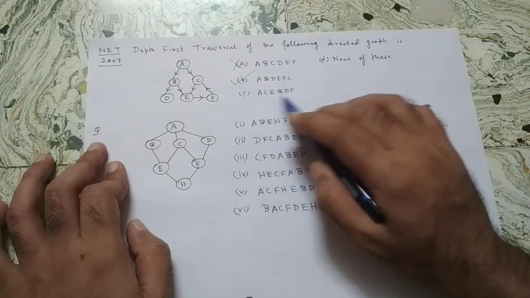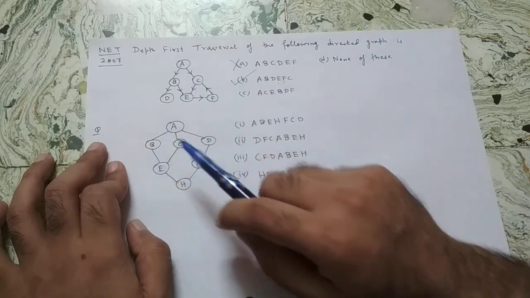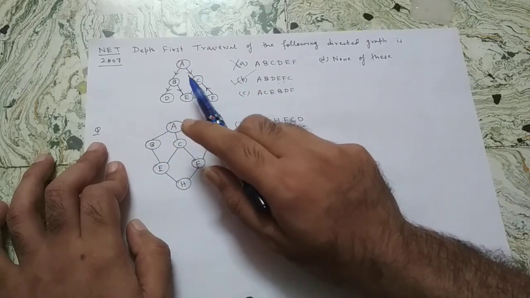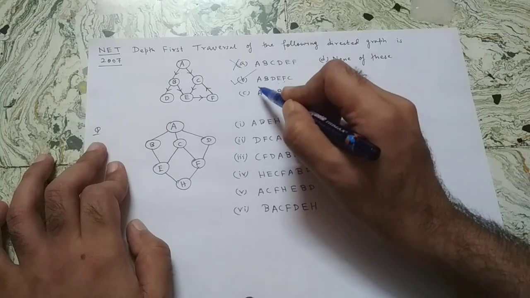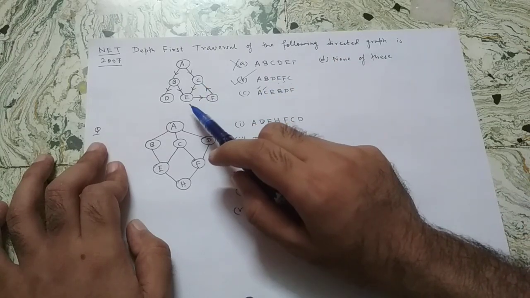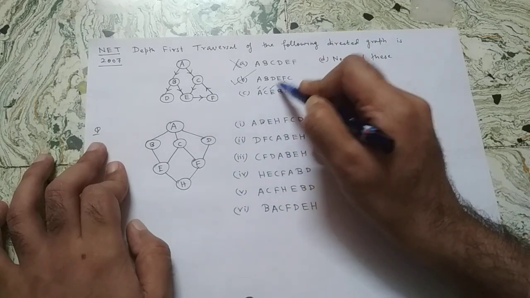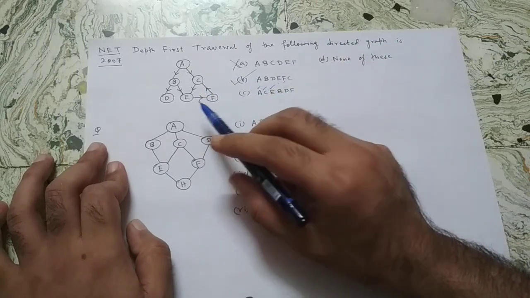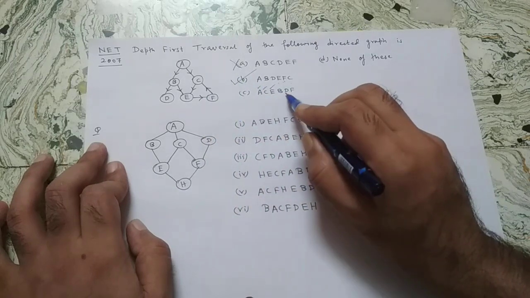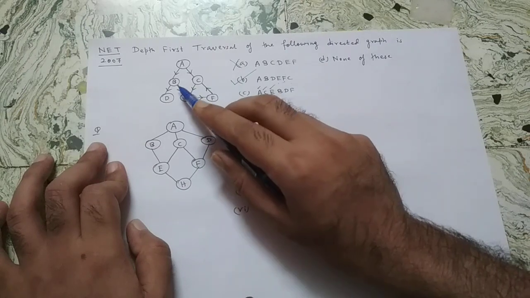But let's examine the last option as well, for completeness. We'll start off with A. Now C is an adjacent vertex, so I can go to C. Up to this point it's fine. Now from C I can go only to E. So from C I'm going to E. Up to this point it's fine. Now from E I can go only to F. But from E they have shown B. That's not allowed.